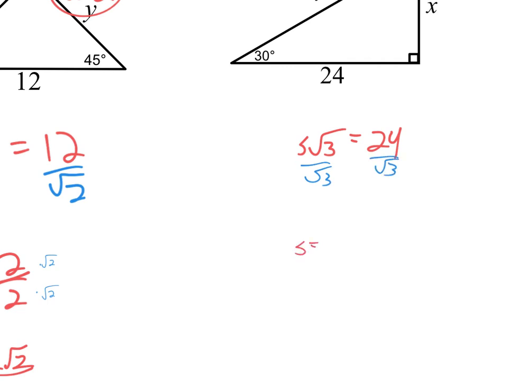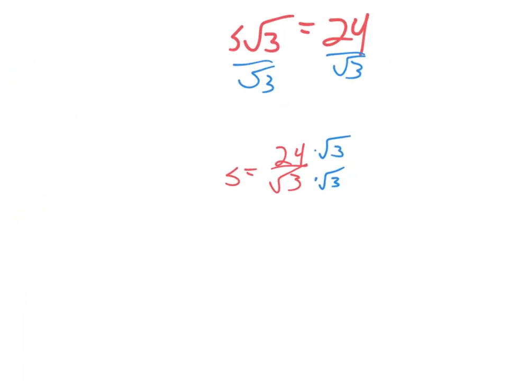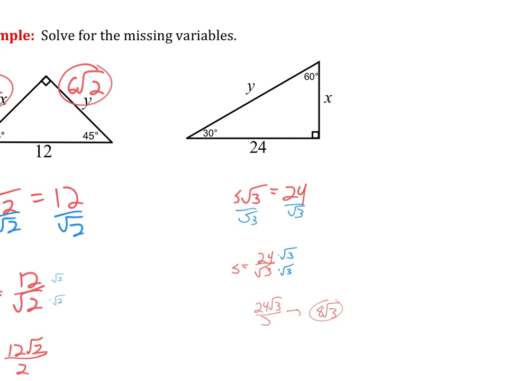So we've got S equals 24 over rad 3. Yes, there are shortcuts to do this, which I'm sure some of you are picking up along the way. I'm not going to walk through it because I don't want to risk confusing people. So now we have 24 rad 3 all over 3, which is 8 rad 3. So my short leg is 8 rad 3. The long leg is twice as big, 16 rad 3.